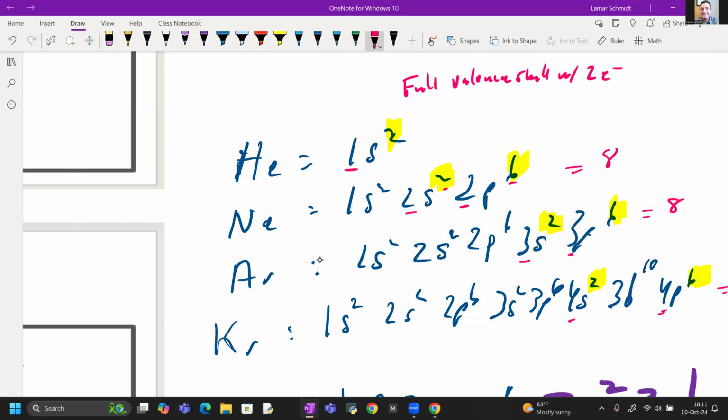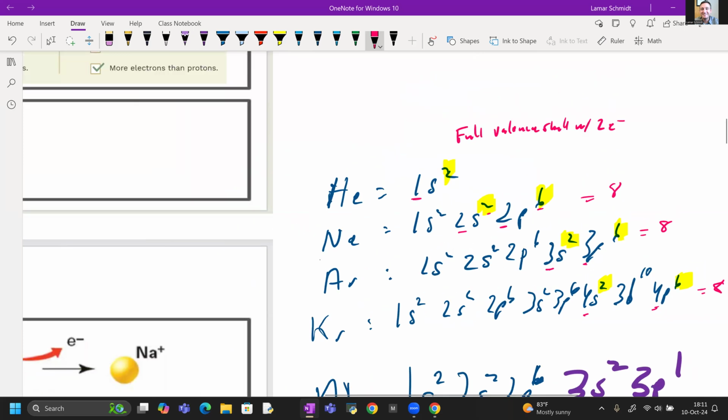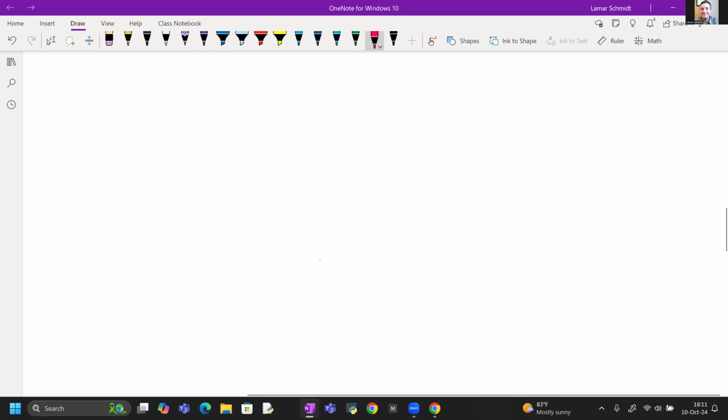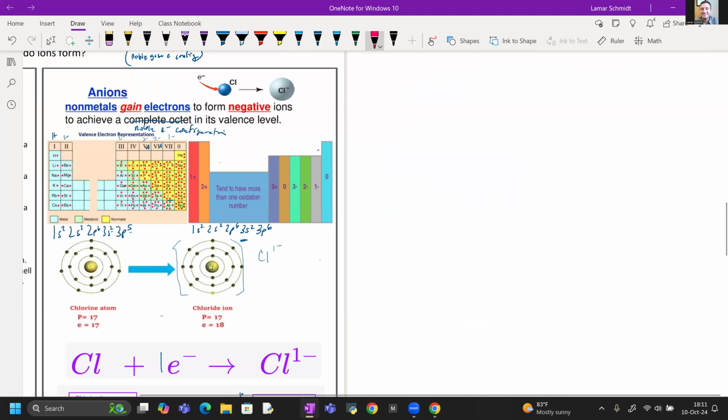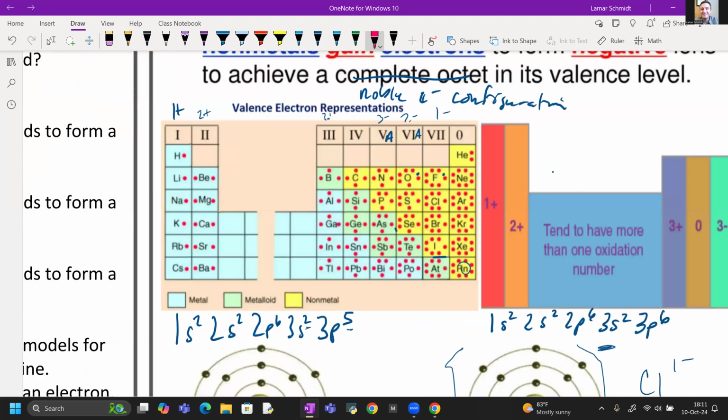All right, and so if it can hold 8 and it has 8, well, then it also has a full valence shell. All right, and so helium is placed over here with noble gases. Helium is placed over here with these noble gases because it has a full valence shell just like the other noble gases. And so it behaves very similar to the other noble gases.